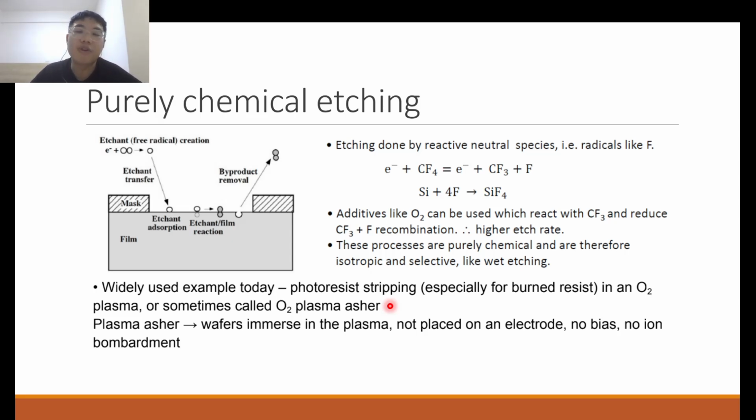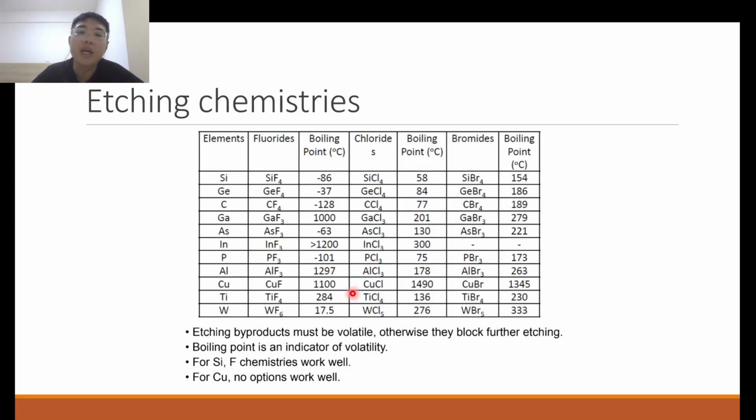So the wafer consisting of the photoresist layer on it that you want to remove is immersed in an oxygen plasma. So it's not placed on an electrode, so there's no bias on it, no ion bombardment, and so the oxygen radicals in your oxygen plasma undergo an oxidation reaction with your organic photoresist. Remember, your photoresist is an organic compound and basically forms CO2 and H2O.